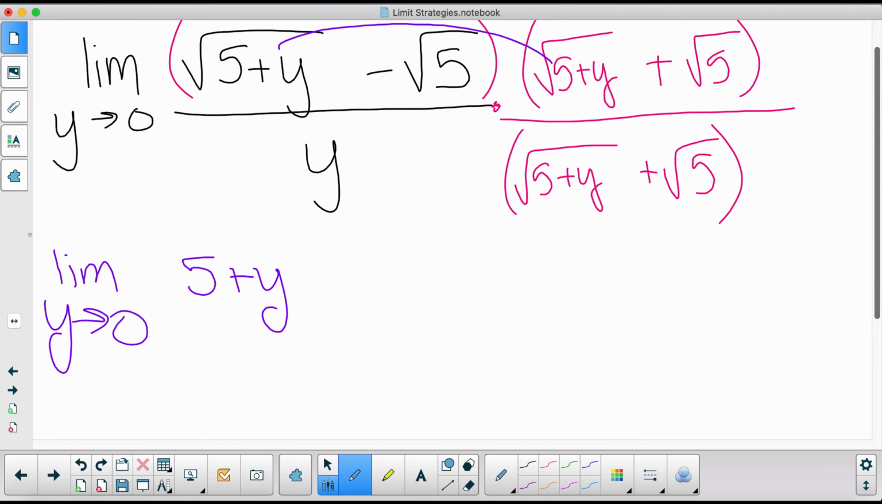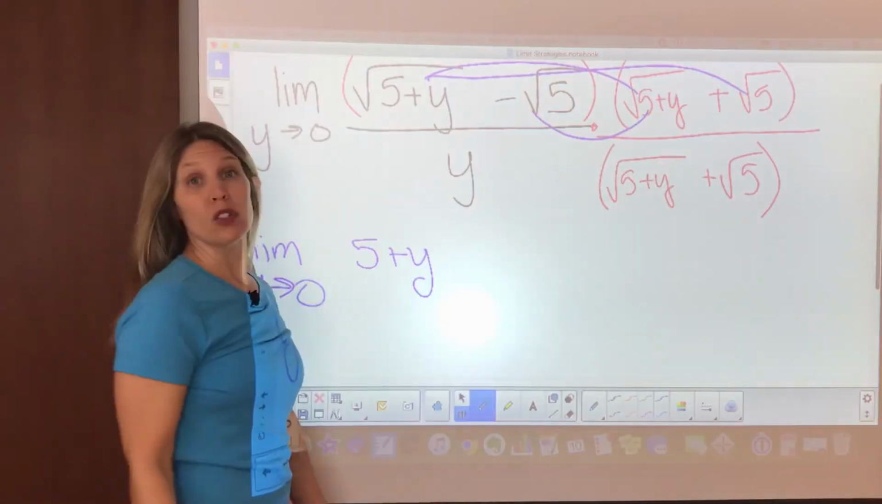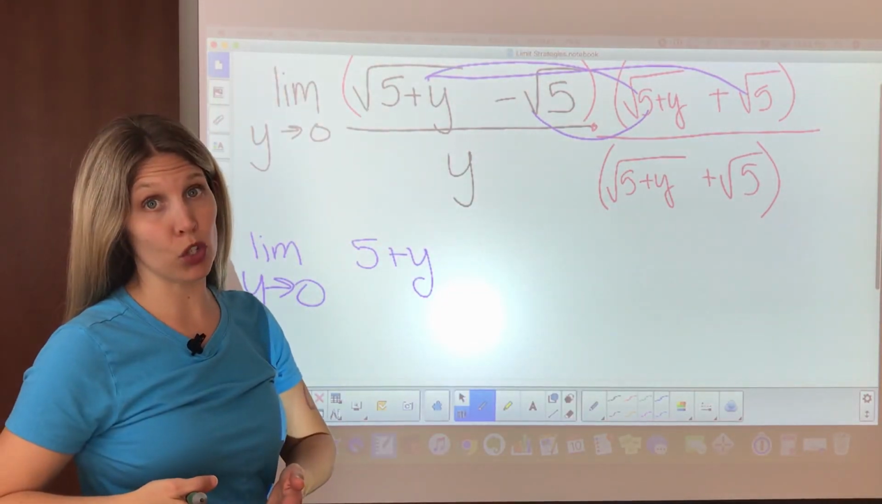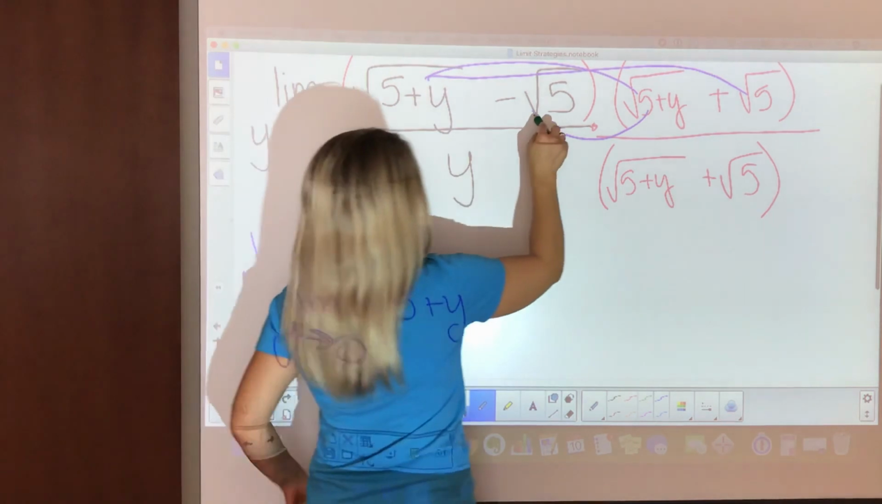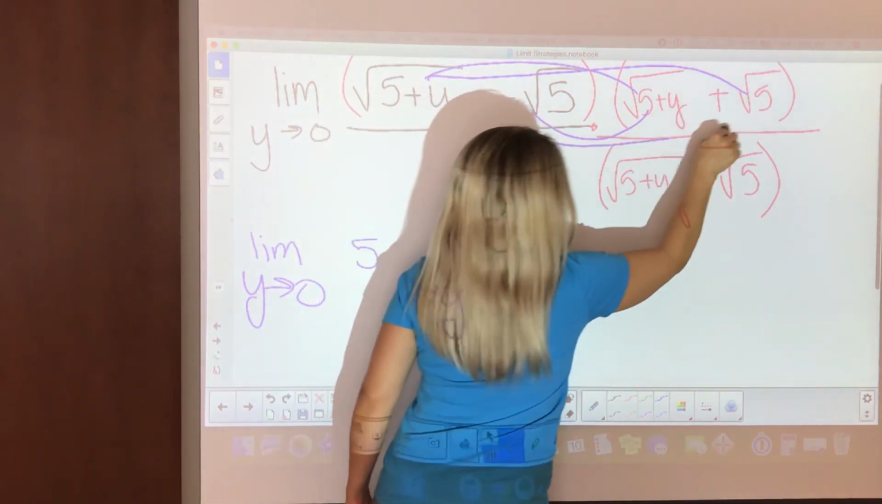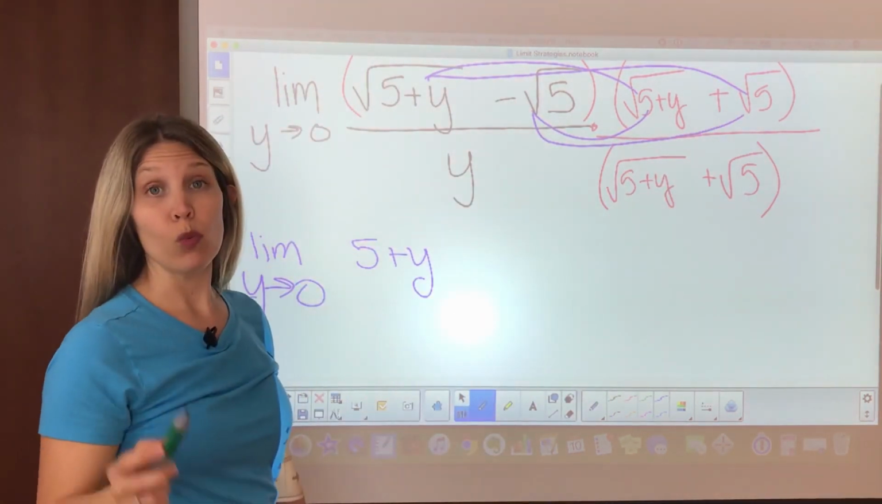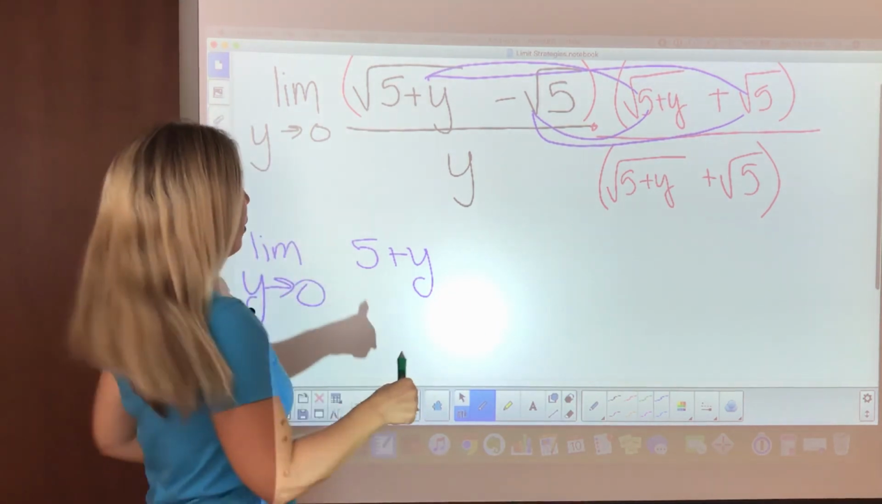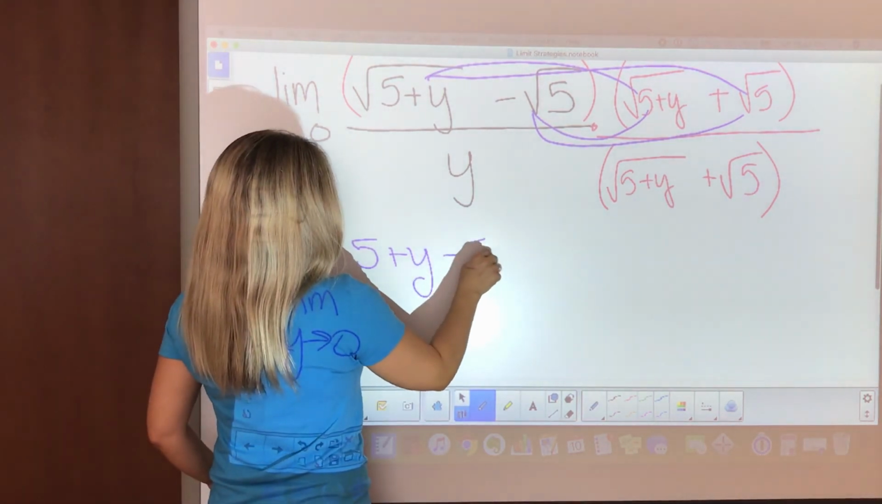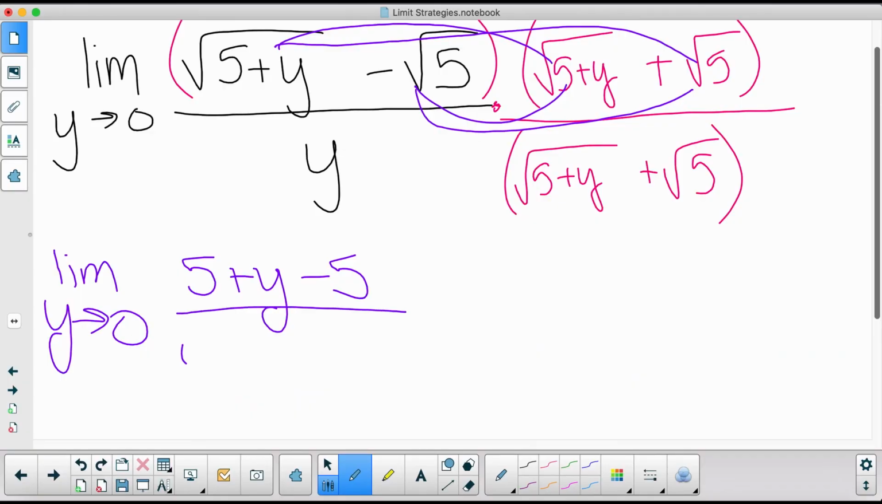Now, this square root of 5 times this guy is going to cancel out negative square root of 5 times this guy. So in this case, I'm not going to write out the middle terms because they're going to drop out. Now I just need to multiply negative square root of 5 times a square root of 5. When you multiply a square root times a square root, they drop. So we are just left with a negative 5 all over y times the square root of 5 plus y plus the square root of 5.